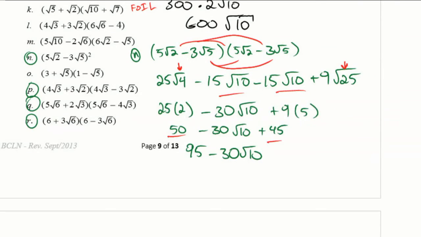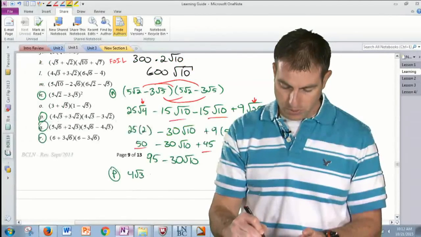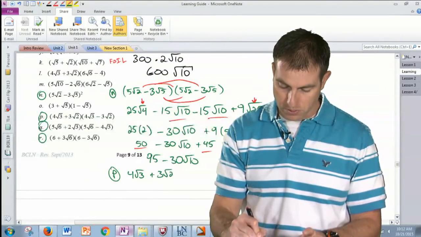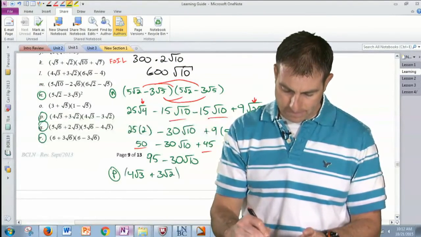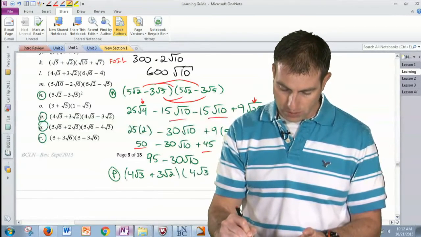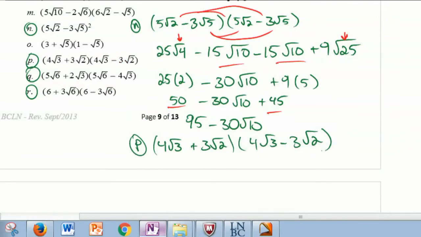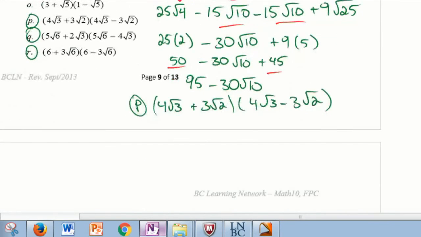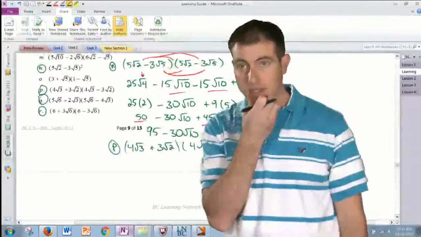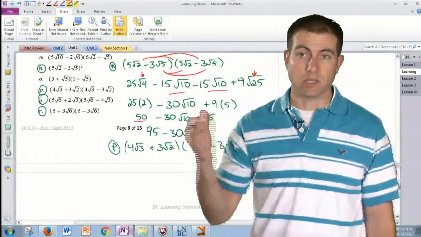Now P, Q, and R. See if I can fit P down below here. 4 root 3 plus 3 root 2, times 4 root 3 minus 3 root 2. These are actually called conjugates, and they're going to cancel a lot of stuff out. So this is kind of an interesting question once we get into it. Same process. Can I simplify anything? No. All right, I need to FOIL. First, outside, inside, last.